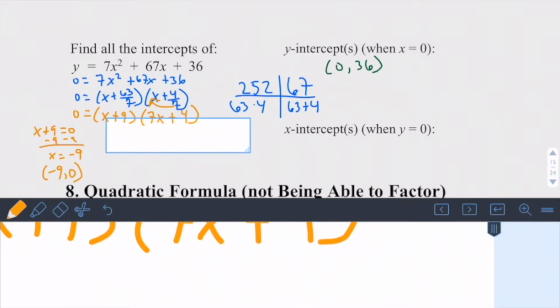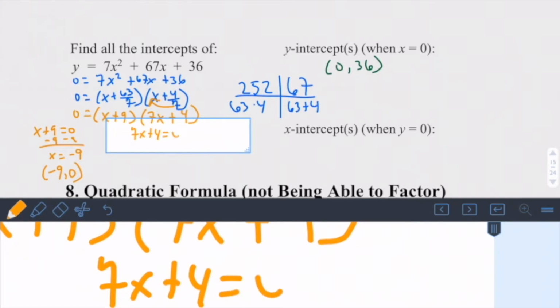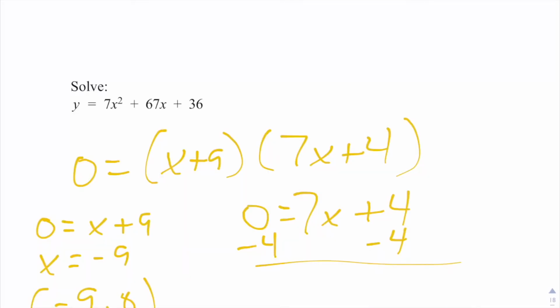And then I set my 7x plus 4 equal to 0 and solve. So at the very end of this problem, there was a small mistake that I want to fix real quick. Mr. Bloom got you with the zero product property to this point, where he had the first intercept for you right here at (-9, 0). But then there was a small error, so I needed to fix it.